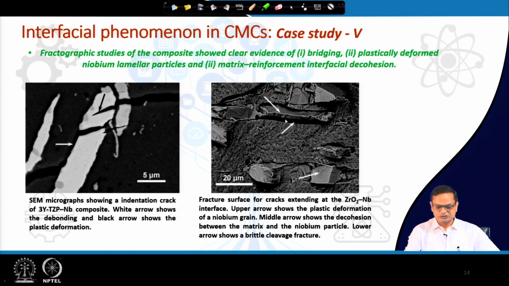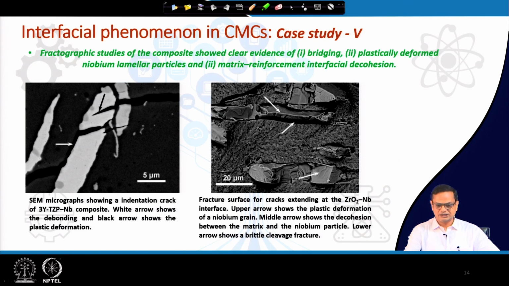Okay. You can see in this particular image, in this niobium particle, there is a ridge formation, which basically signifies plastic deformation in this particle. Okay. Along with that, you also see there is delamination. So, what is happening? Partial delamination along with partial plastic deformation, which is like a unique combination in order to improve fracture toughness. You are seeing delamination, not complete delamination, partial delamination, along with some amount of plastic deformation.